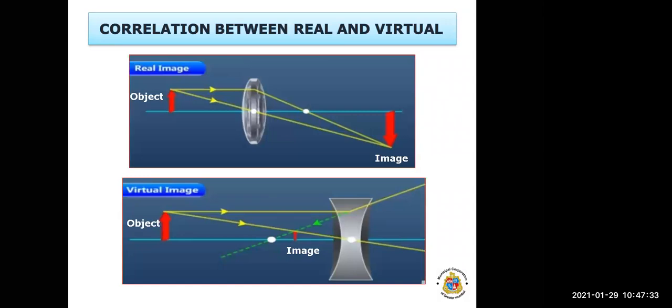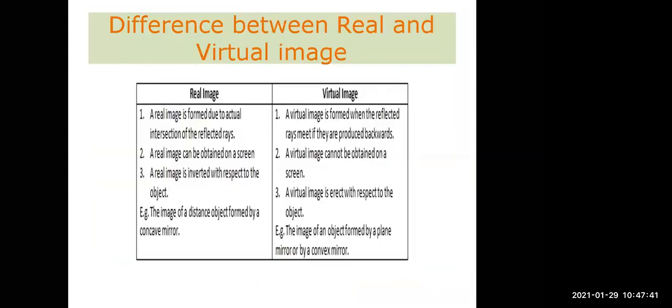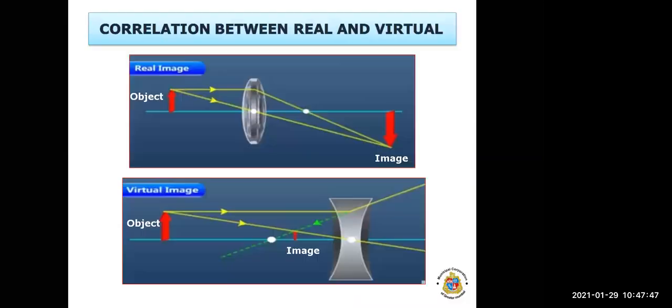Now you can see the comparison between the real and the virtual image. Whatever points we have studied from this difference: a real image is formed due to the actual intersection of the reflected rays. Here you can see two reflected rays intersect at a point. Here the real image is formed and it is in inverted form, whereas this virtual image you can see is erect, like the object, only the size differs. So this is a virtual image.